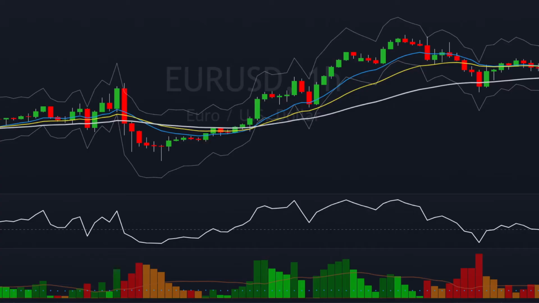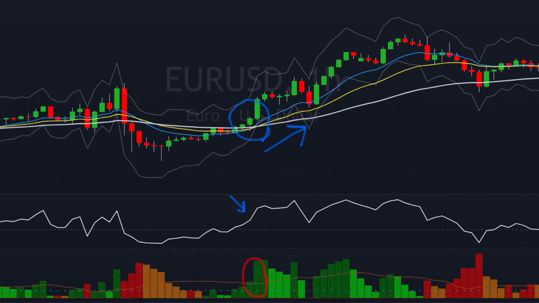Now, the rules for this strategy are simple. For a buy trade, the price must be in an uptrend, the 11 must cross the 21 EMA upwards, the RSI must be above 50, and the WAE must print a green candle, and the candle must print above the moving average line in the dead zone. The rules for sell trades are the opposite of the rules of the buy trades.